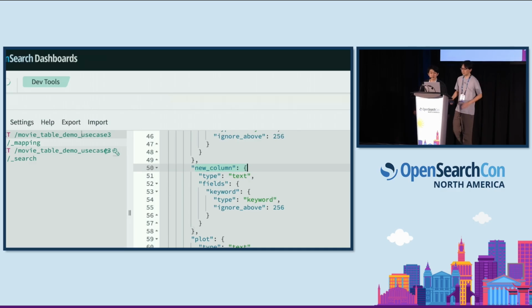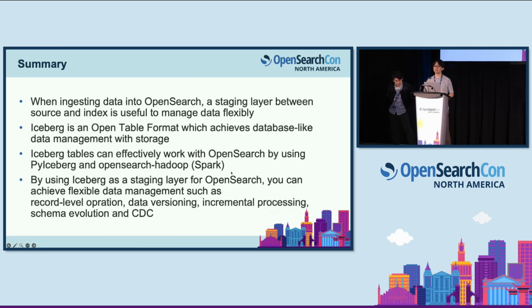Yeah, that's all about the use cases. And let's summarize what we have covered today. So basically, when ingesting data into OpenSearch, a staging layer between source and index helps you manage data more flexibly. And Iceberg serves as that staging layer. It's an open table format, and it brings some database-like capabilities to your storage. And so by using Iceberg as your staging layer, you can build much more flexible and maintainable OpenSearch ingestion pipelines.